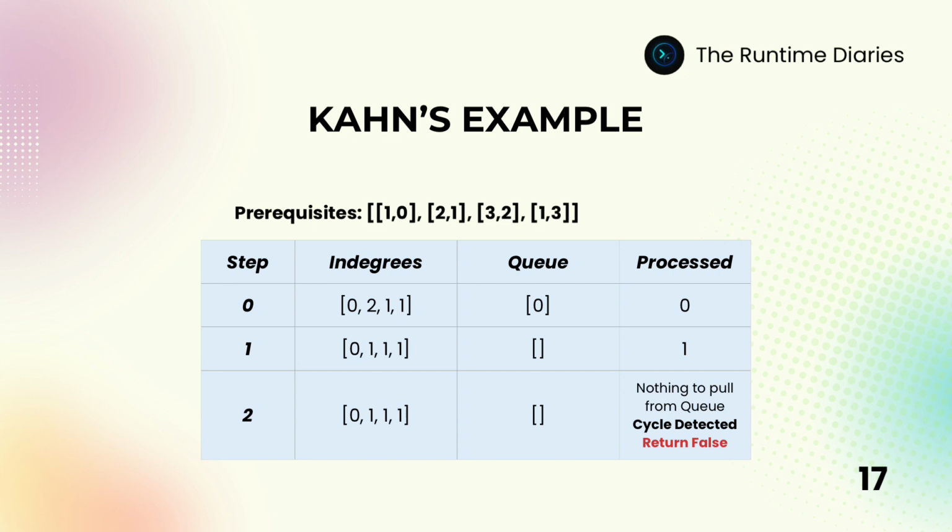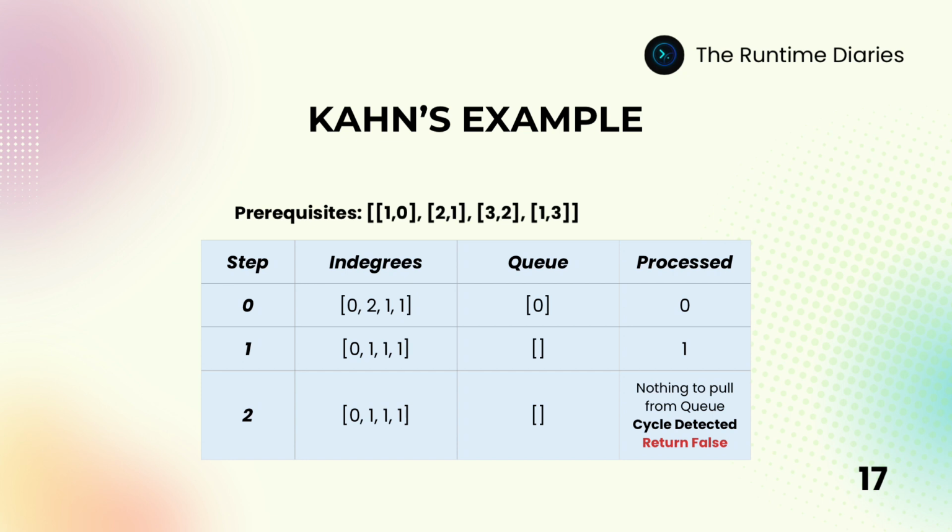Let's solve the same example using Kahn's algorithm. Prerequisites from left to right are [1, 0], [2, 1], [3, 2], and [1, 3]. First, compute indegrees for each course. Course 0 has indegree 0, no prerequisites. Course 1 has indegree 2. It requires course 0 and course 3. Course 2 has indegree 1. It requires course 1. Course 3 has indegree 1. It requires course 2.